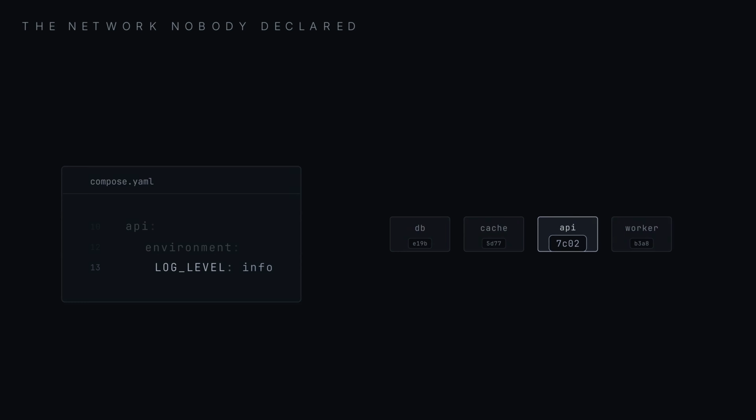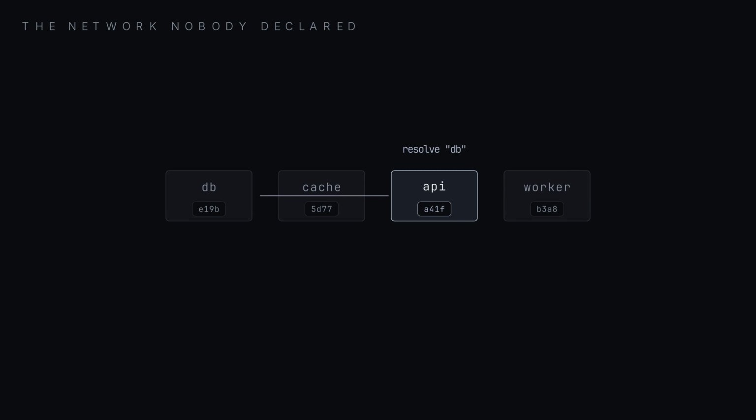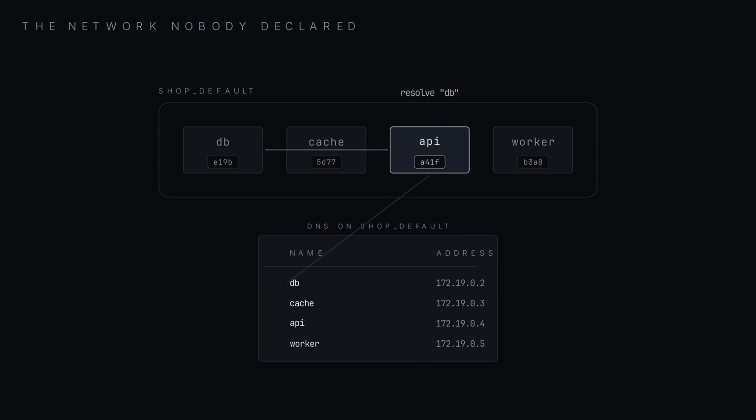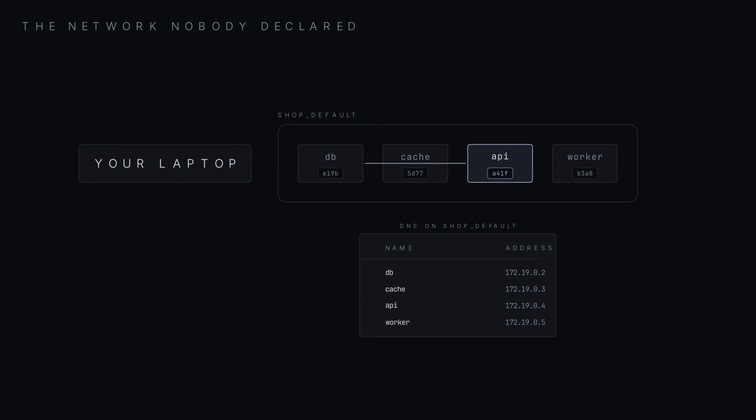There is not one word about networking in a basic Compose file, and yet the API reaches Postgres at the hostname db. So where did that name come from? Compose created a network for the project without being asked and attached all 4 services. On that network, the engine runs a DNS resolver, and every service name is a hostname in it, so db resolves to the db container's address. That resolver only answers inside the project, so from your laptop the name db means nothing because your laptop was never attached to that network.